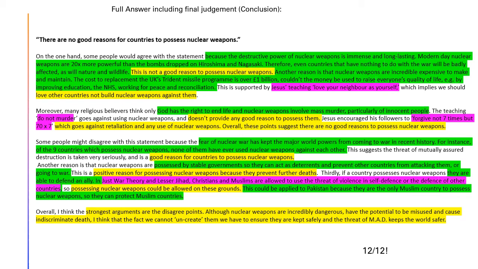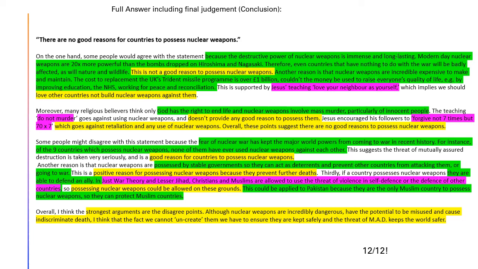So let's just have a look at our final point, our final section, sorry. Overall, I think the strongest arguments are the disagree points. So that's a nice starter sentence for a conclusion. So which side do you think are the strongest? So you've picked out your evaluation. That's your judgment. And they're then going to say why. Although nuclear weapons are incredibly dangerous, have the potential to be misused and cause indiscriminate death, I think the fact that we cannot uncreate them means that we have to ensure they are kept safely, and the threat of MAD keeps the world safer.